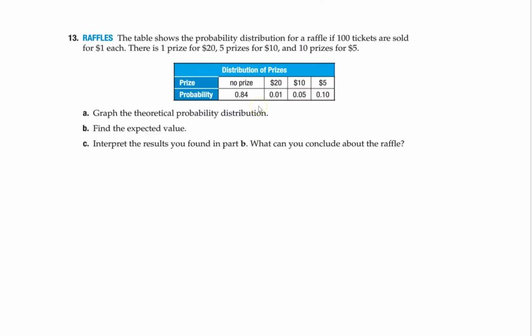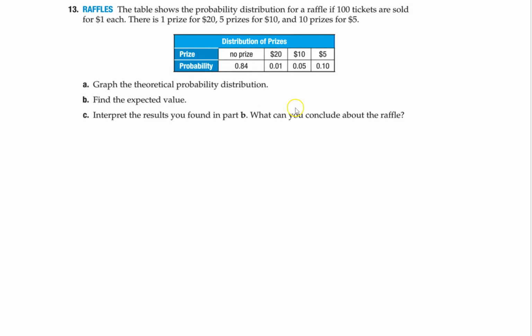Same thing here. Let's go to this one real quick. Graph the theoretical probability distribution. So let's do that. We haven't done one of those in a while. Now there's actually two ways to graph it. You can do a chart or you can do what they call a spike graph. Let's do this real quick.